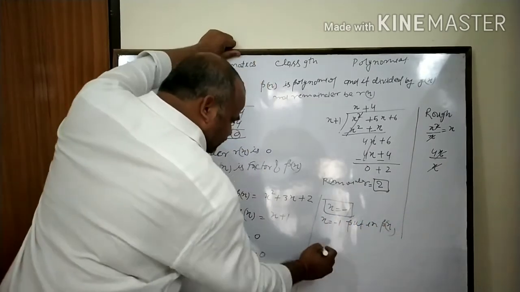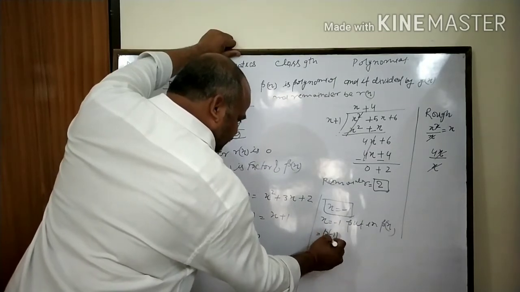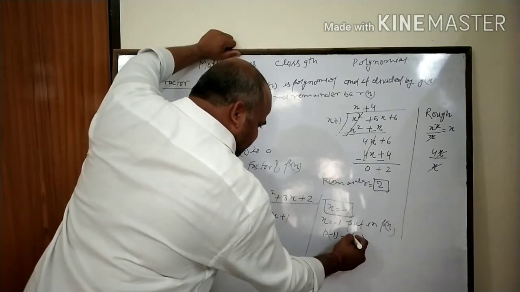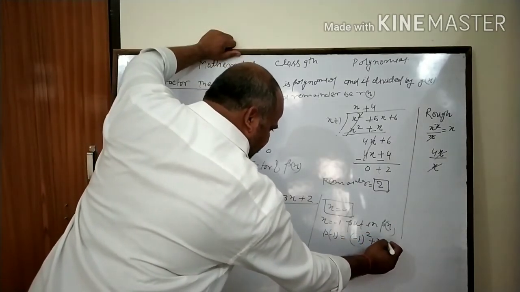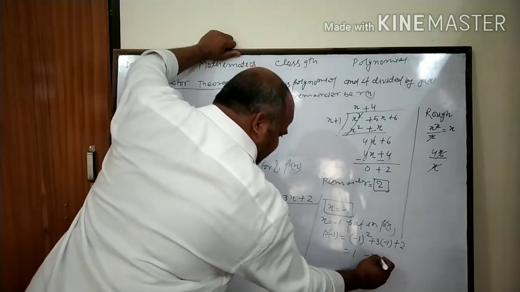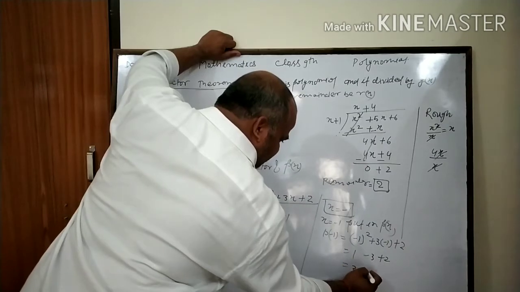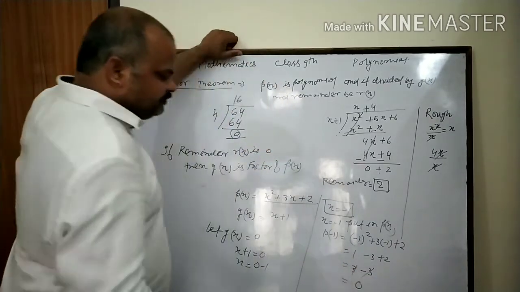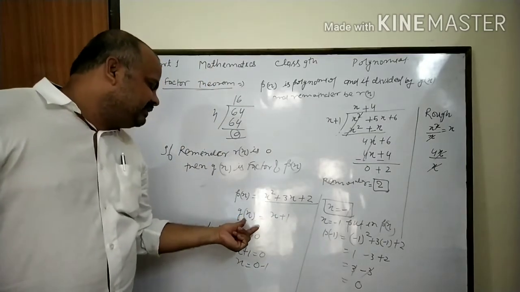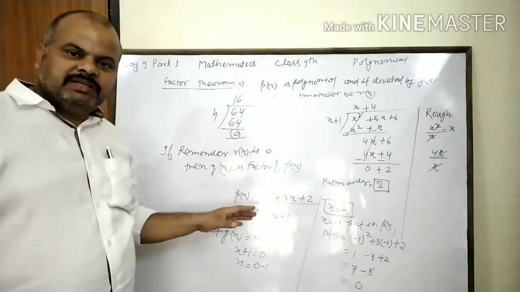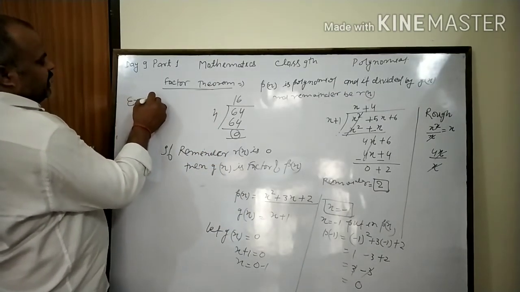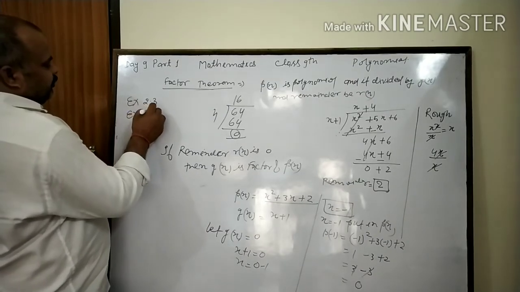Here p(-1) is equal to, in the place of x you put minus 1: (-1) square plus 3 into (-1) plus 2. Minus 1 square means 1, plus 3 into minus 1 is minus 3, plus 2. Both are plus, so it is 3 minus 3, cut it, it is 0. Clear? By this process, we got the remainder is 0. Then g(x) is a factor of p(x). Is that clear?